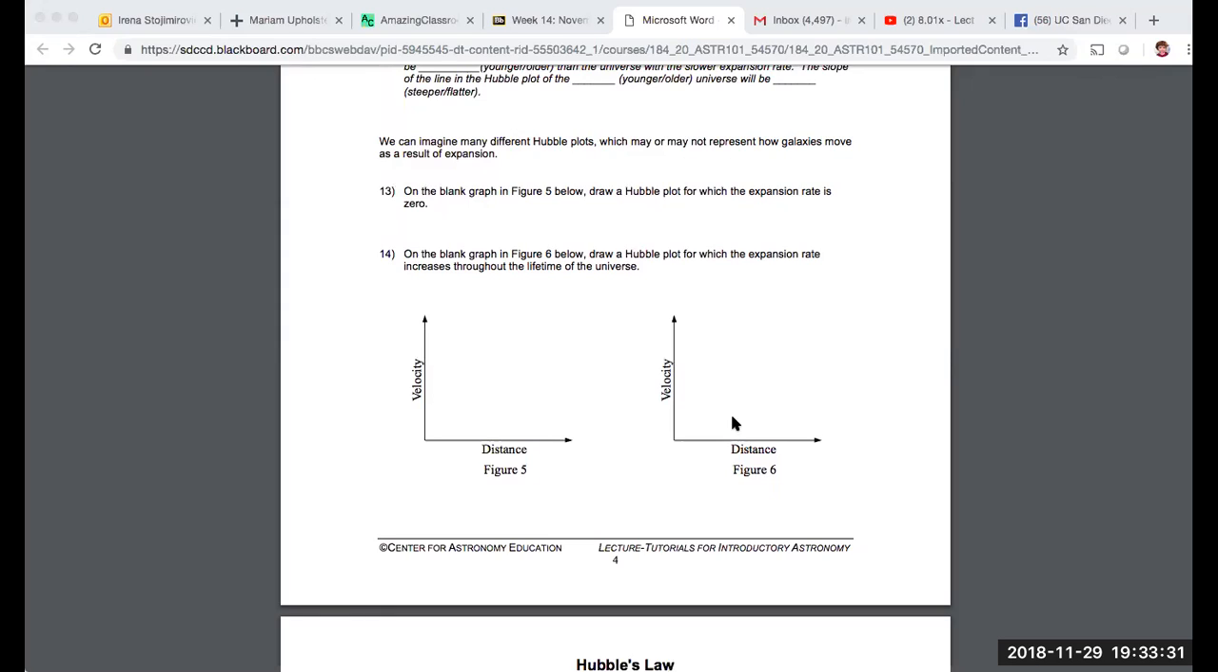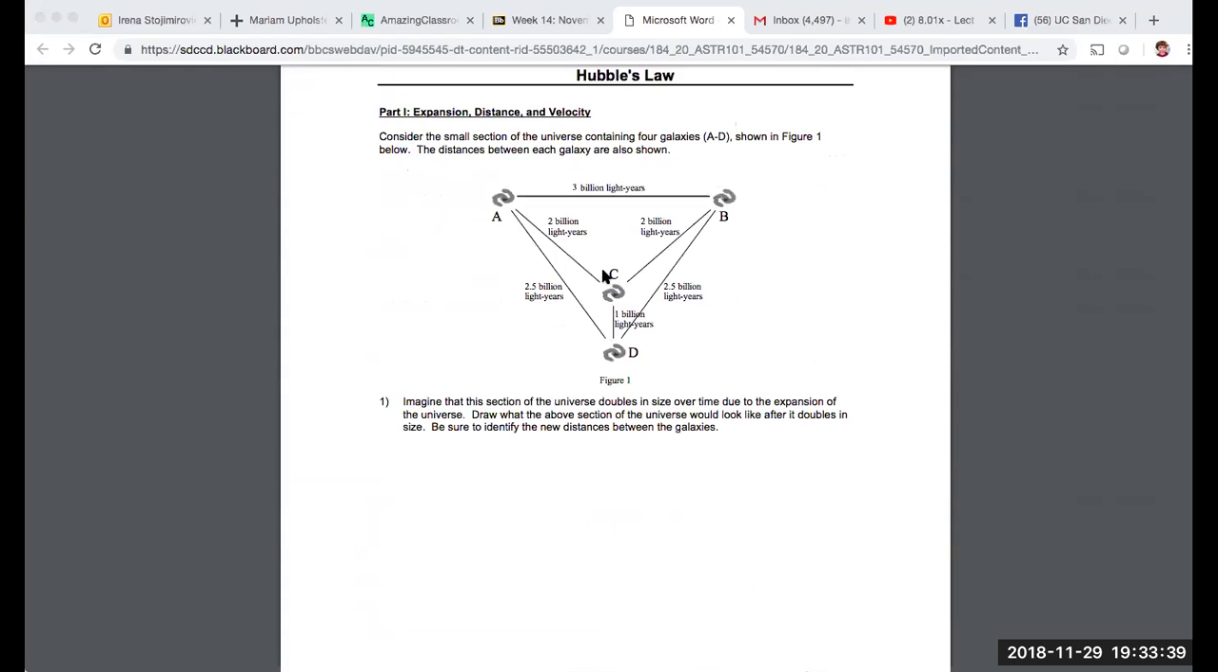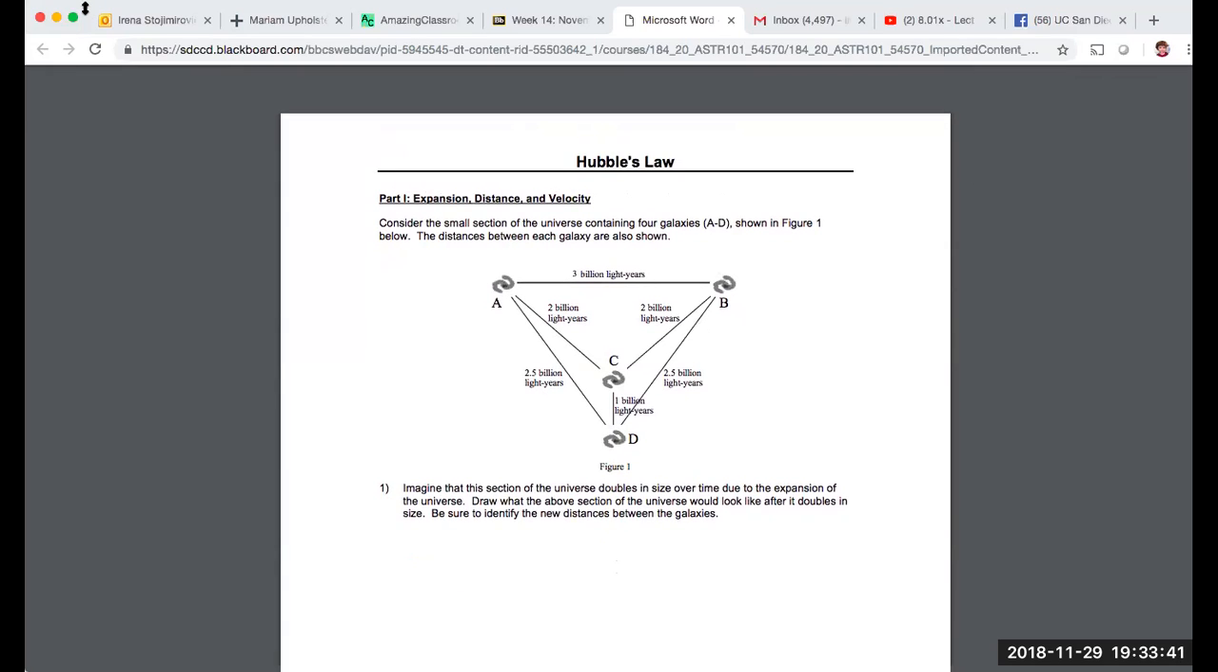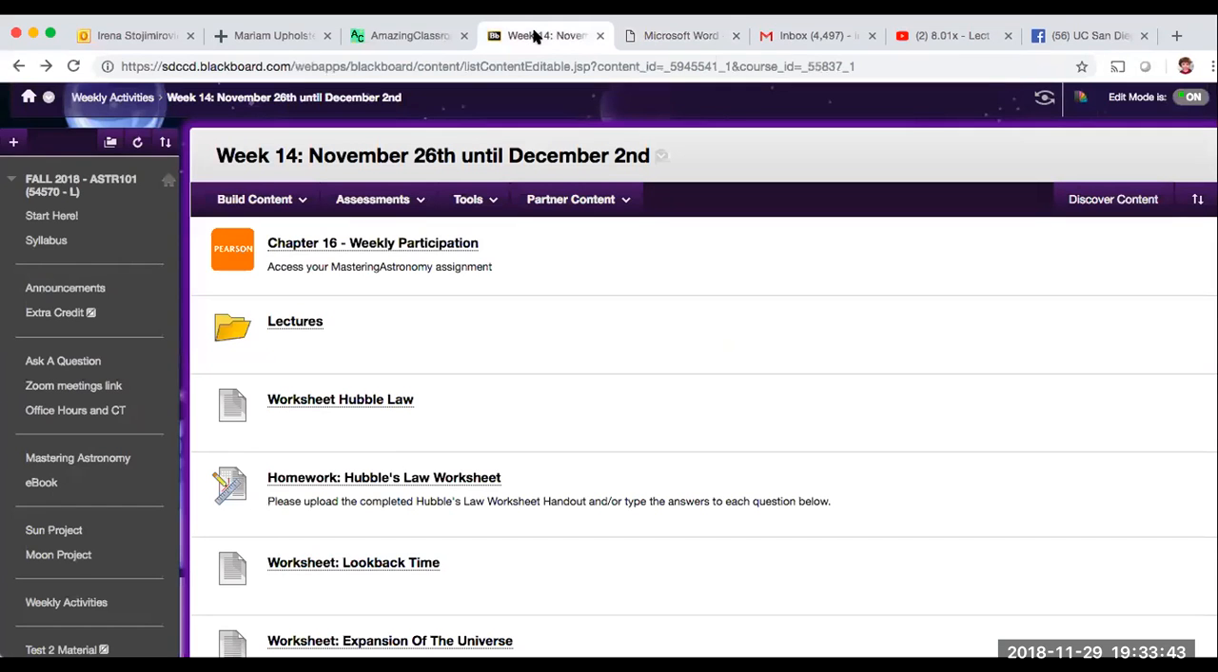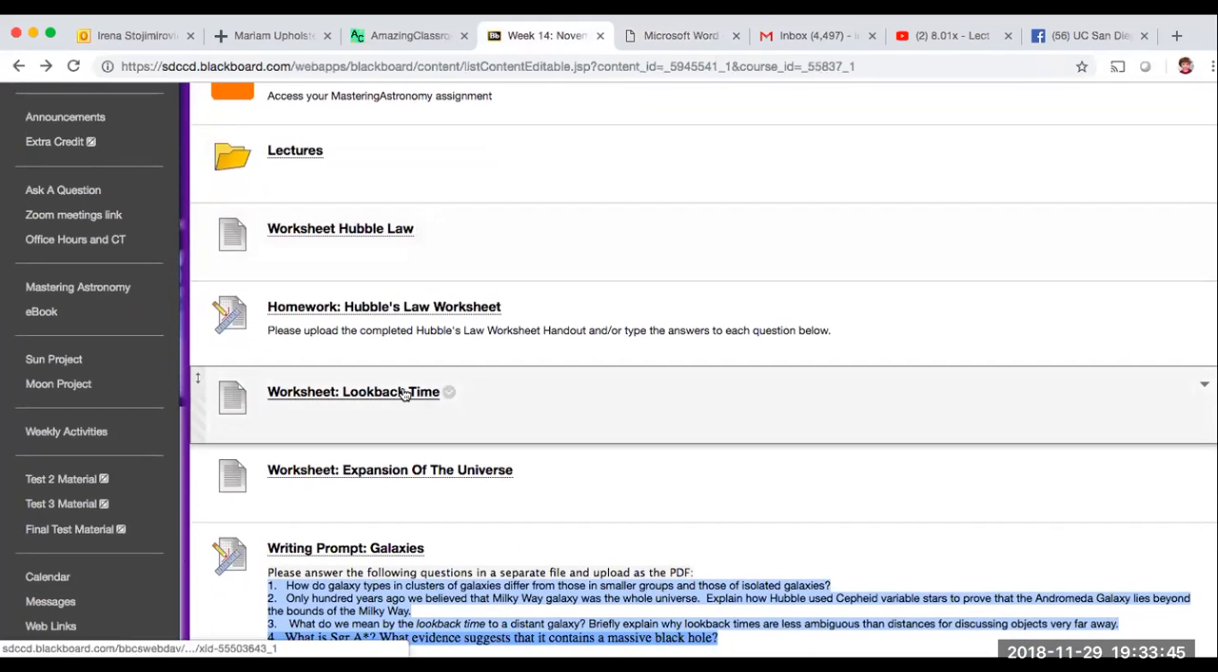It would look like figure 7. Yes, very good. Okay, great. So you're done with this one. Do you want to do some other worksheet? Yes, please. Which one? Look back time?